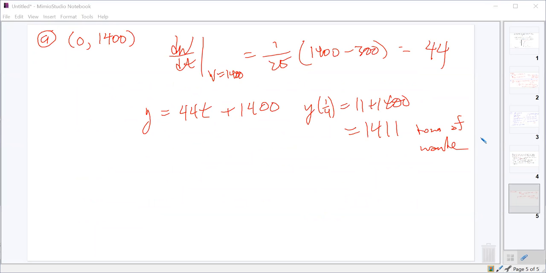And let's see, we got 1 point for finding 44 and 1 point for getting our final answer, 1,411. Any questions there on part A?